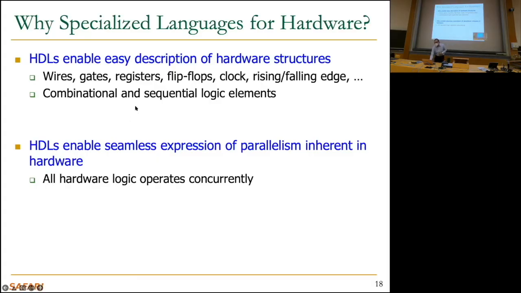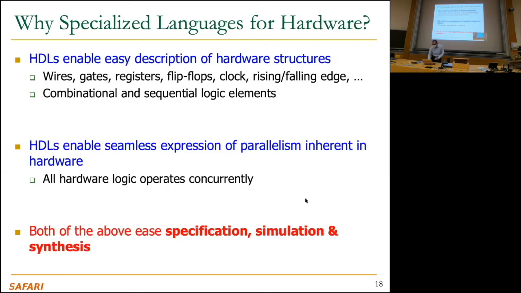So these are the two major reasons why we need specialized languages, because existing languages don't easily express hardware structures, although it's possible to extend them for this. And existing languages really are terrible, let's say, at this inherent parallelism, and they cannot express that. And both of the above really ease specification, simulation, and synthesis. So if you do both of these, then specification is easy. Simulation is easy. Existing languages also don't have support for hardware simulation. We will see that, especially tomorrow. And synthesis is also much easier if you start with, for example, a description of hardware structures.